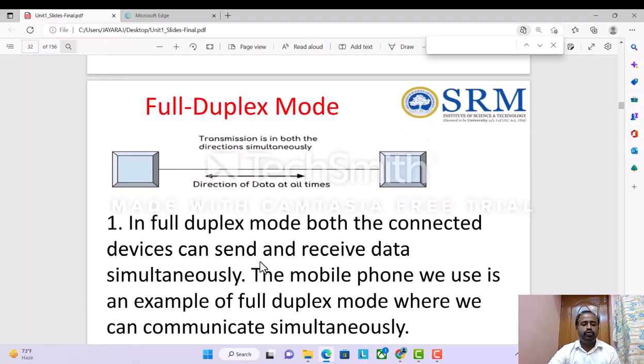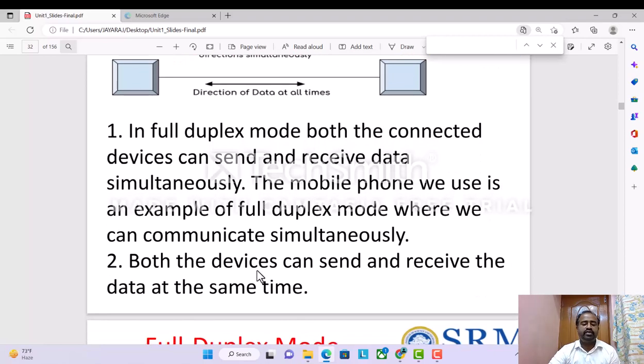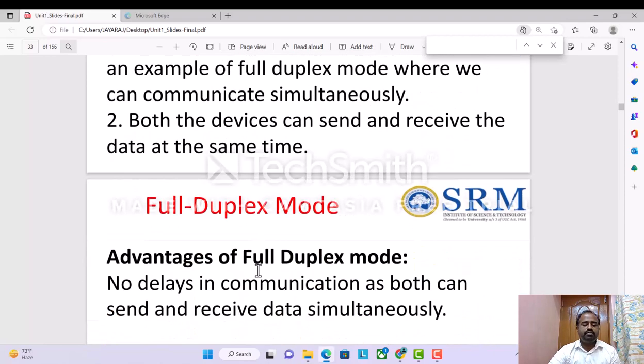Then full duplex communication. First we had simplex, then half duplex, now full duplex. In full duplex, both connected devices can send and receive the data simultaneously. We can take the mobile phone as the best example. When we are speaking, the other one will listen, and when they are speaking, we will listen. Both devices can send and receive data at the same time.